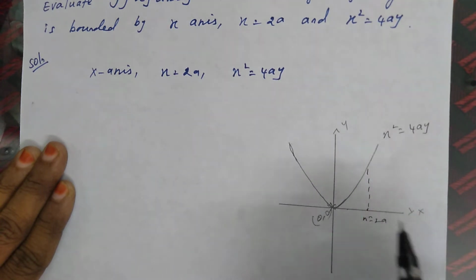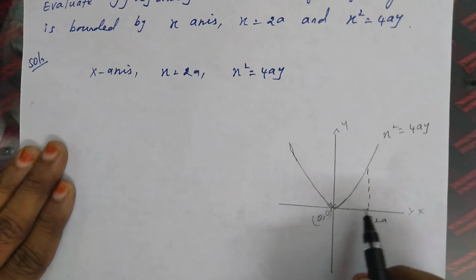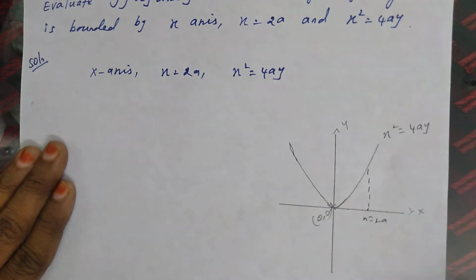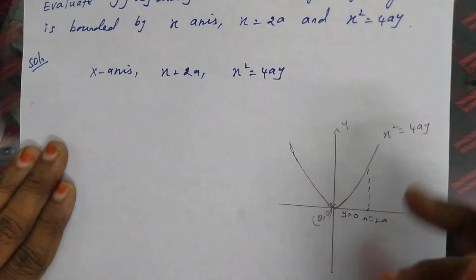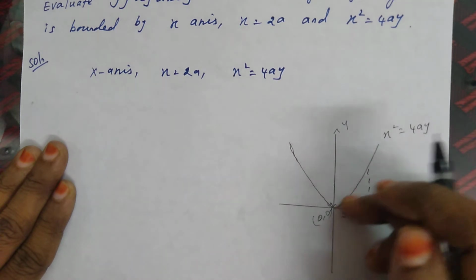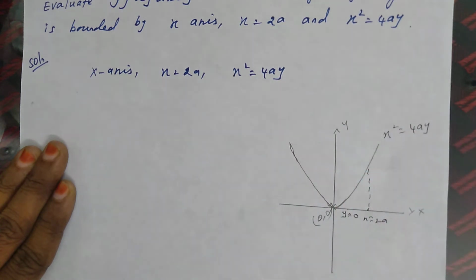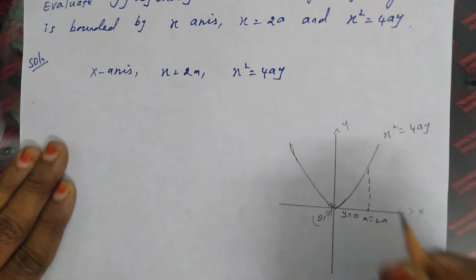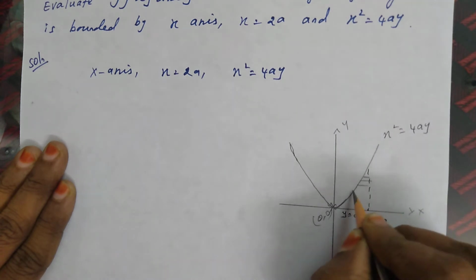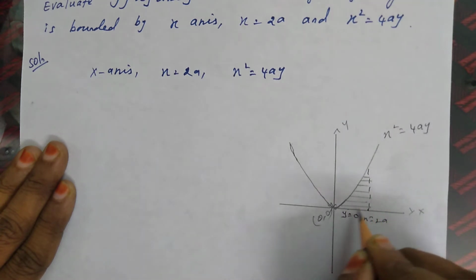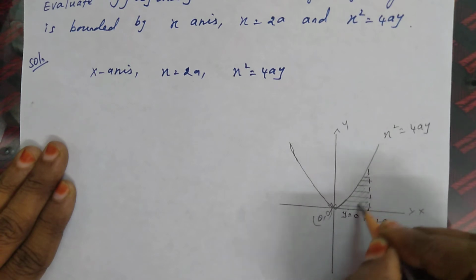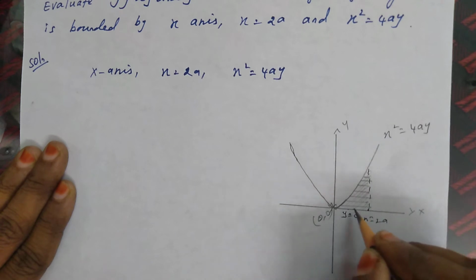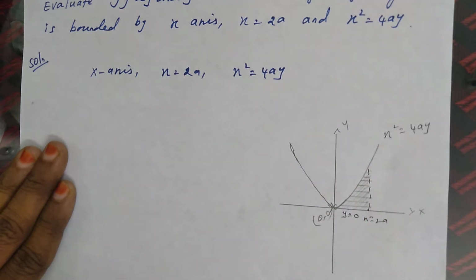So the region of integration is bounded by the x-axis. That means, what? The x-axis means y equal to 0. So y equal to 0 is the x-axis, and x is equal to 2a and x square equal to 4ay. So the region of integration is the shaded portion. In this region only we have to find the integration for the given question.